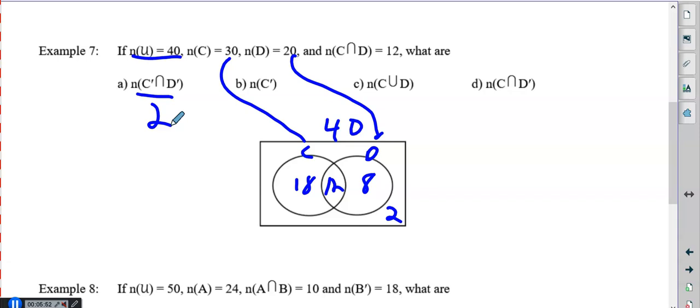Not C is anything outside the C circle, so that's 8 plus 2, which is 10. C and D union is 18 plus 12 plus 8, which we already calculated, which was 38. That's how we got the 2 before.